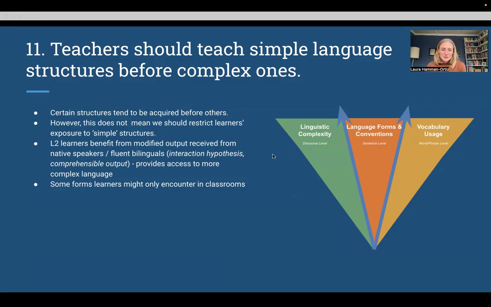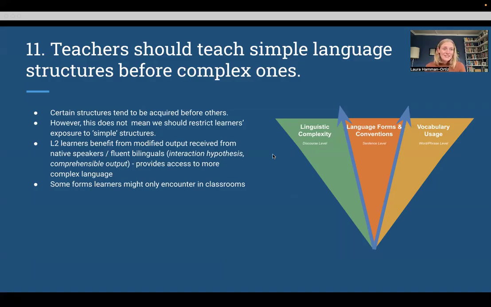I included this visual that we've seen in an earlier week because we know that students are simultaneously, even at the early stages of language acquisition, developing vocabulary, developing language forms and conventions, and developing linguistic complexity. So all of that is happening simultaneously.